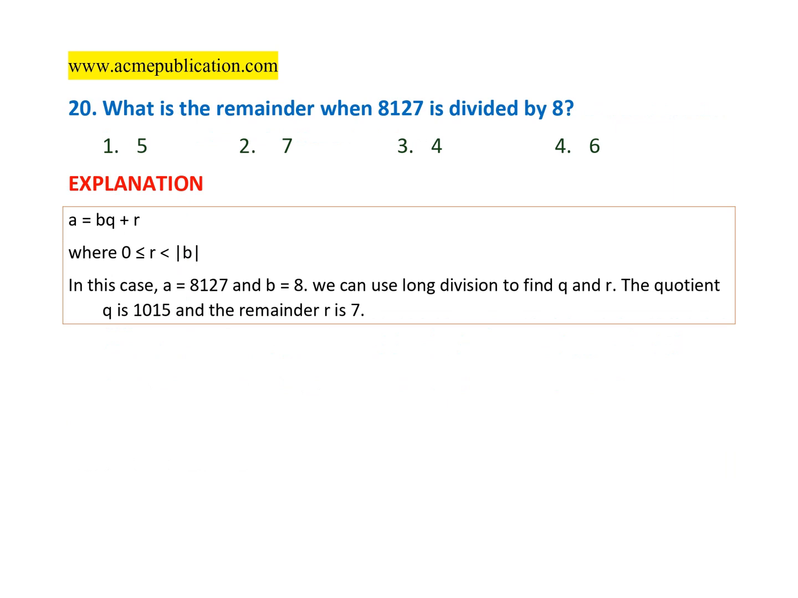Question 20. What is the remainder when 8,127 is divided by 8? So taking the equation, A is equal to BQ plus R, where R is the remainder, B is the divisor, Q is quotient and A is the number, the dividend. So here the remainder is greater than 0 and smaller than the divisor. In this case, A is 8,127, B is 8 and we can use the long division method to find Q and R. So the quotient will be 1015 and the remainder is 7.